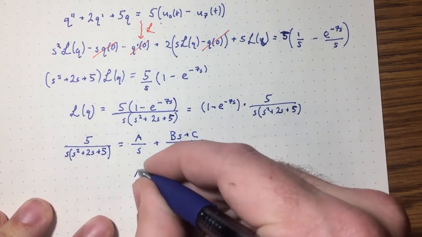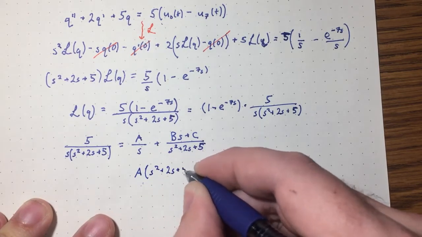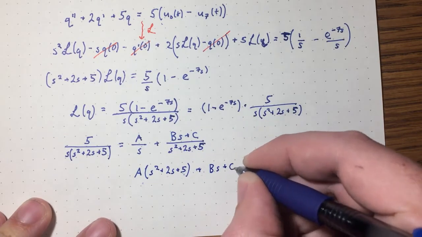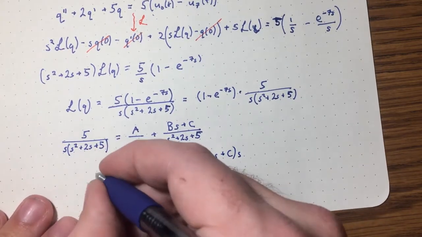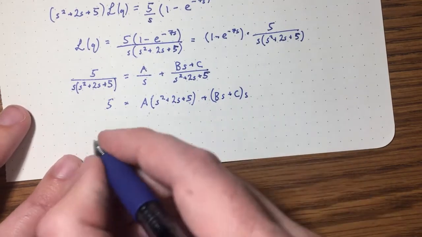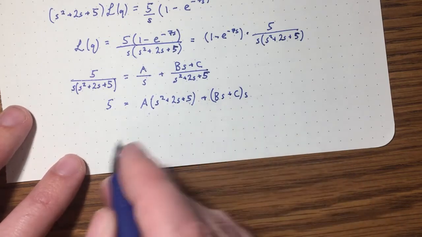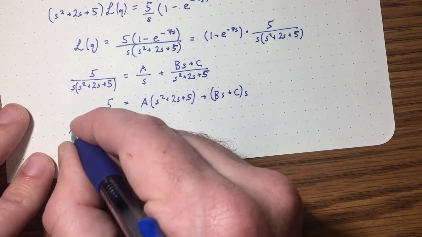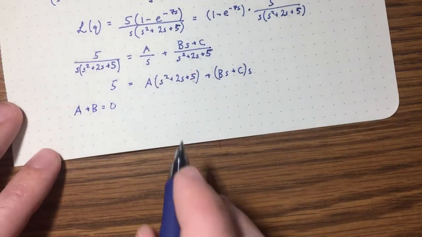Let's find a common denominator. So I need to multiply this one by s squared plus 2s plus 5 over itself, and I need to multiply this one by s over s. And then my denominator becomes this, so I'll just compare the numerators. We'll do this the same way we always do, right? So we have s squared terms. Let's look at the s squared terms. A s squared plus bs squared has to equal 0s squared on that side, right? So a plus b is 0.